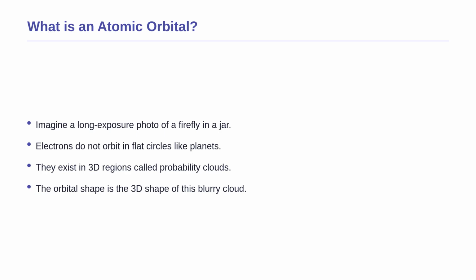Electrons do not orbit the nucleus in perfect, flat circles like planets around the sun. Instead, they buzz around in three-dimensional regions of space. The shape of an orbital is simply the three-dimensional shape of that blurry probability cloud where the electron lives.